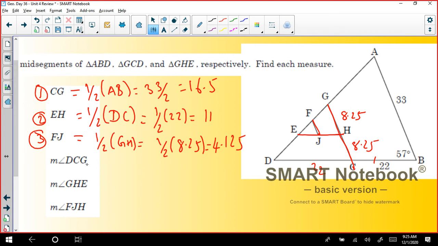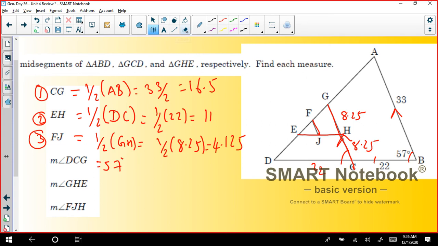Okay, let's see the angles as well. Measure of angle DCG. They are asking us to find DCG. If GC is the mid segment, then it's going to be parallel to AB. Then these two become the corresponding angles. If this is 57, this angle also will be 57. So I can say GCD or DCG equals 57 degrees.